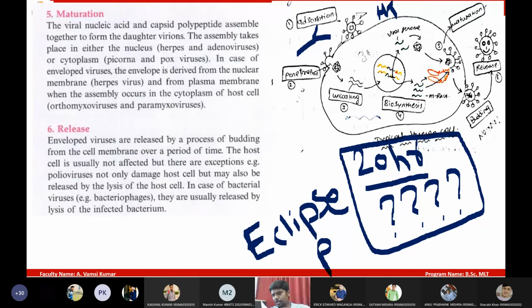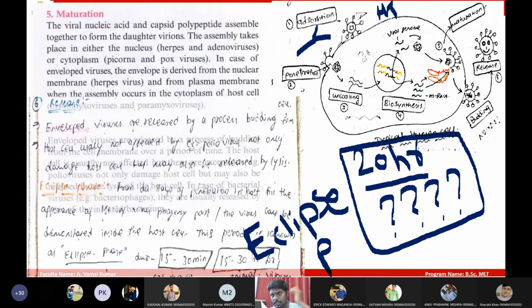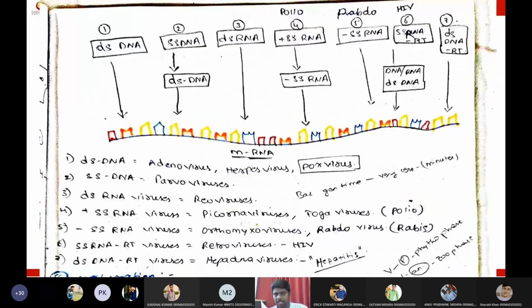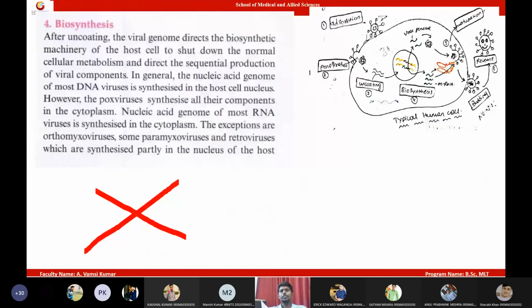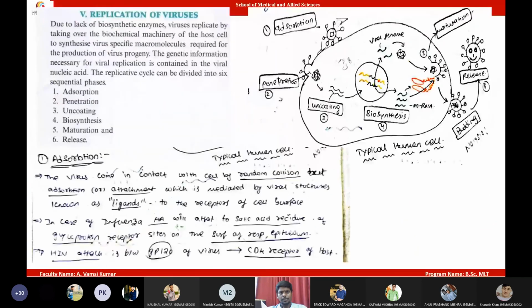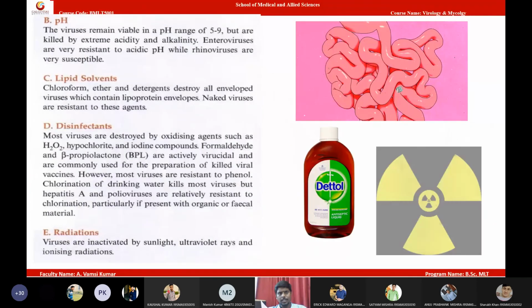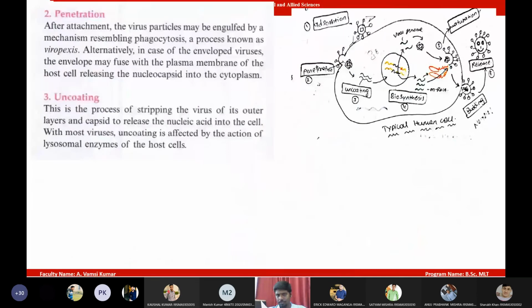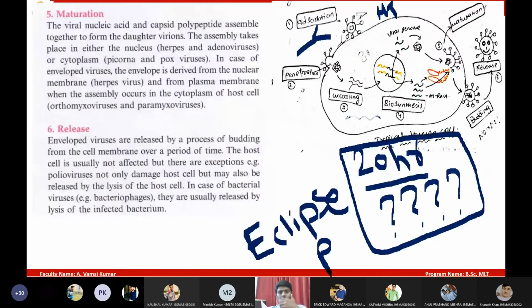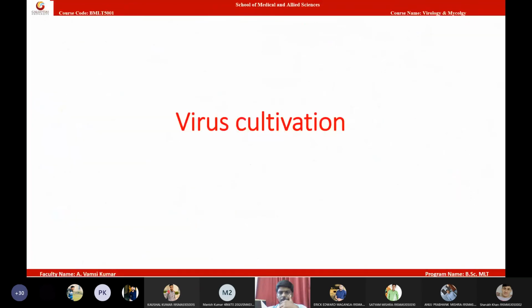So this is all about viral replication, students. Any more doubts in viral replication? All right. In the afternoon session, we can go for viral cultivation. Very interesting topic. In the afternoon, we will go with viral cultivation.